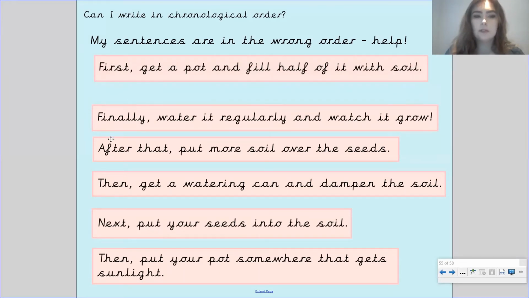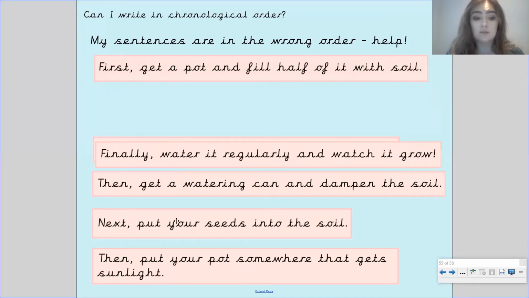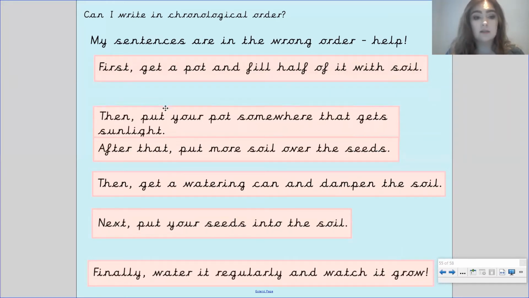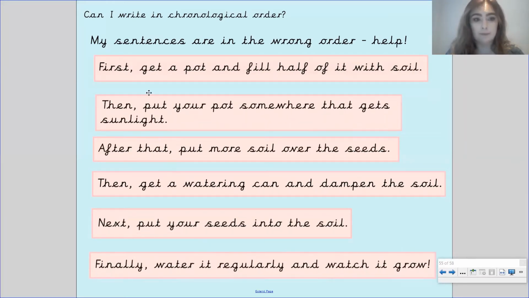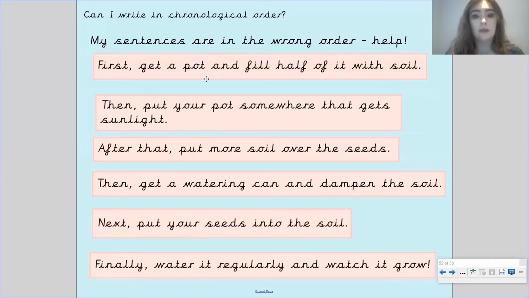Now, also using that information, we've got a finally. What do we mean by the word finally? Where do you think it's going to come? Well done if you said last, because it's finally, that is the last thing that is going to happen. So we've now got the first thing that's happened and the last thing that's happened, and we need to order these in the correct order in which they happen.